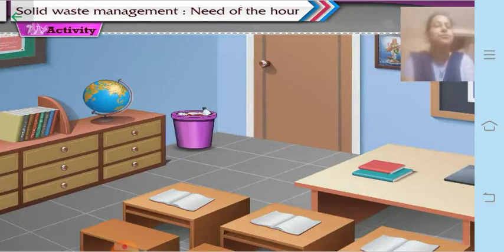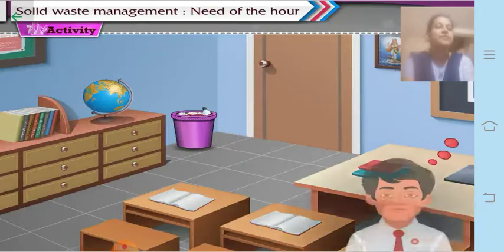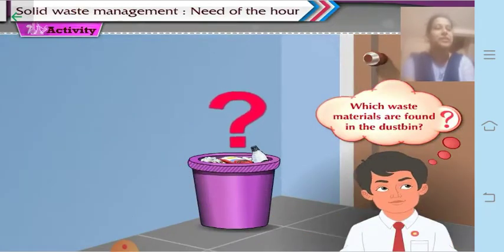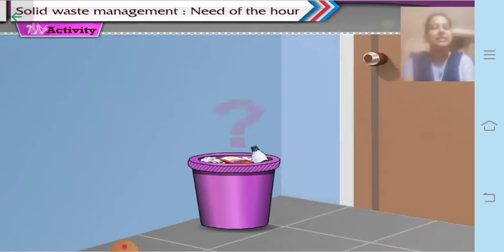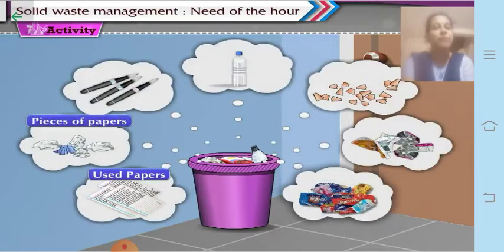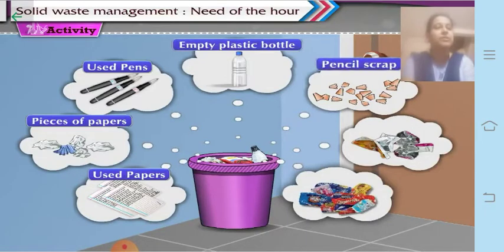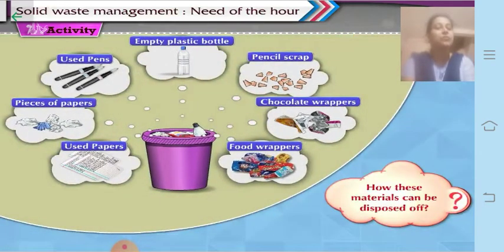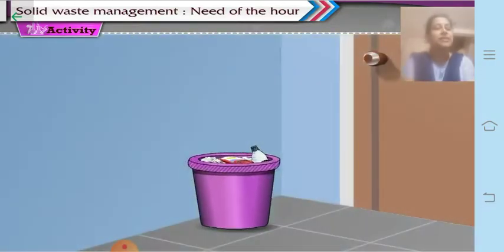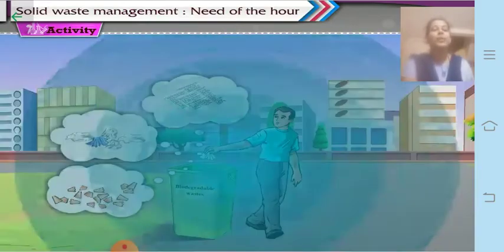So if you look at the classroom dustbin, you will find so many different types of waste materials in it. Now what type of waste is this? It consists mostly of used papers or pieces of paper, used pens, empty plastic bottles, pencil scrap, then chocolate wrappers and food wrappers. Now, how can these materials be disposed of? Since the quantity of these materials in the dustbin is less, it can be disposed of easily. Let us see how we can dispose of it.